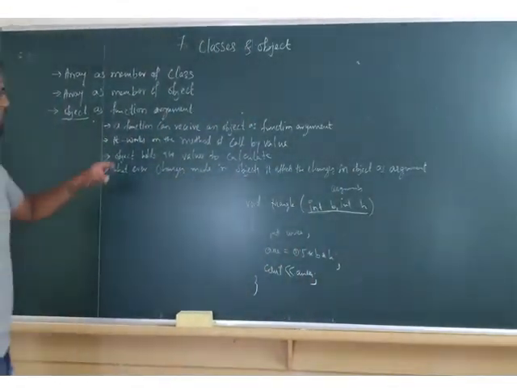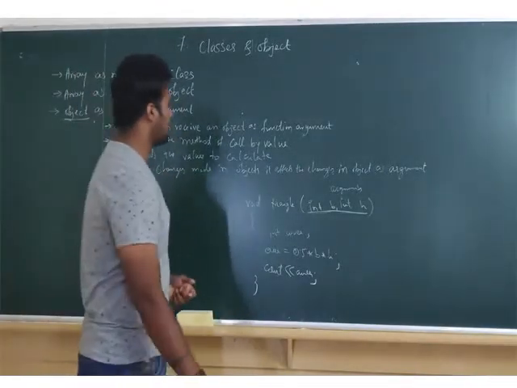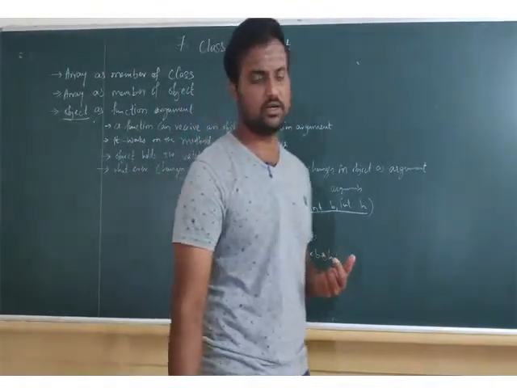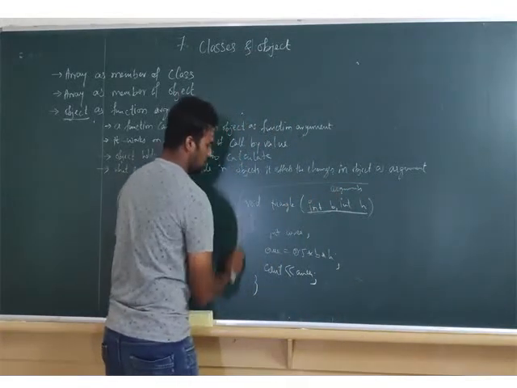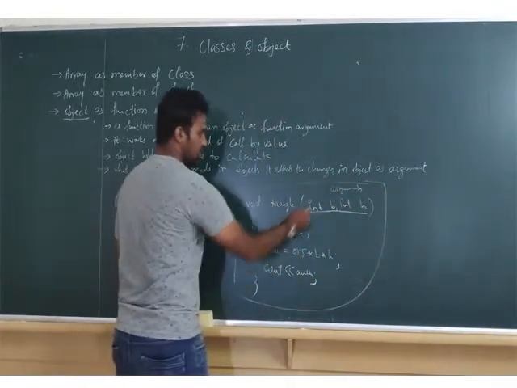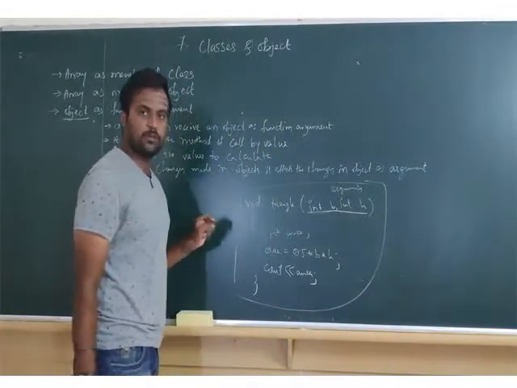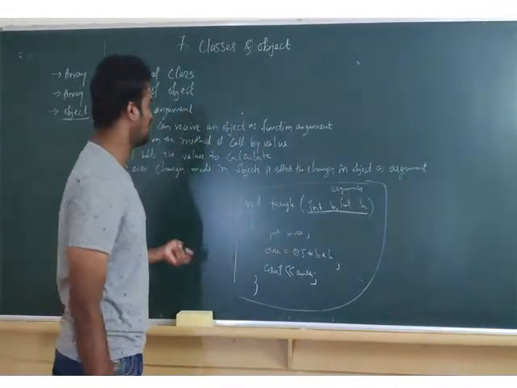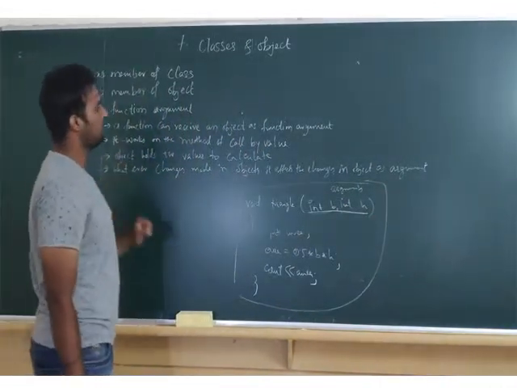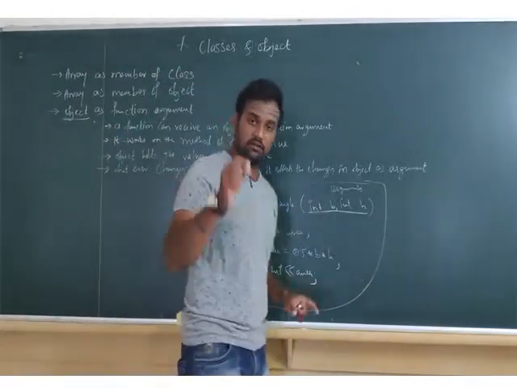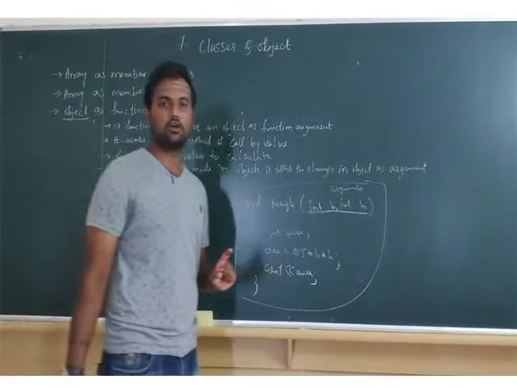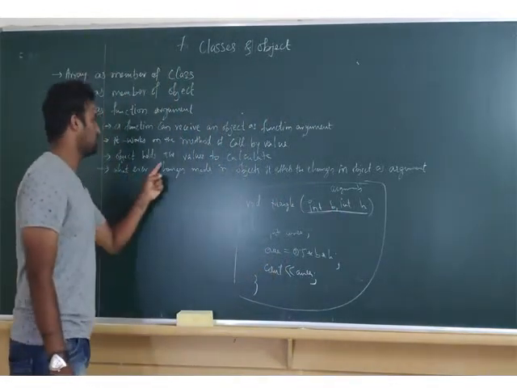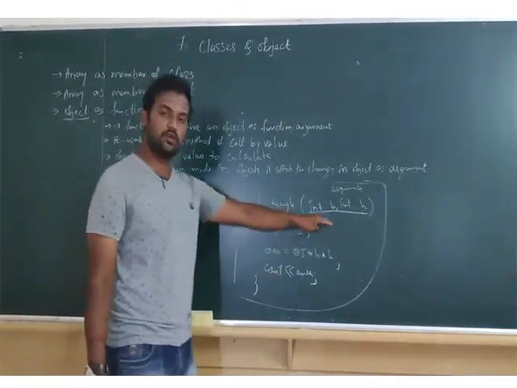So what is the theory? A function can receive an object as a function argument. Yes, it is right. This is a function, and it can receive an object as an argument. It works on the method of call by value, meaning whatever value we are giving for calculation, we can directly give it to the argument. The object holds the value to calculate. That is the only point.